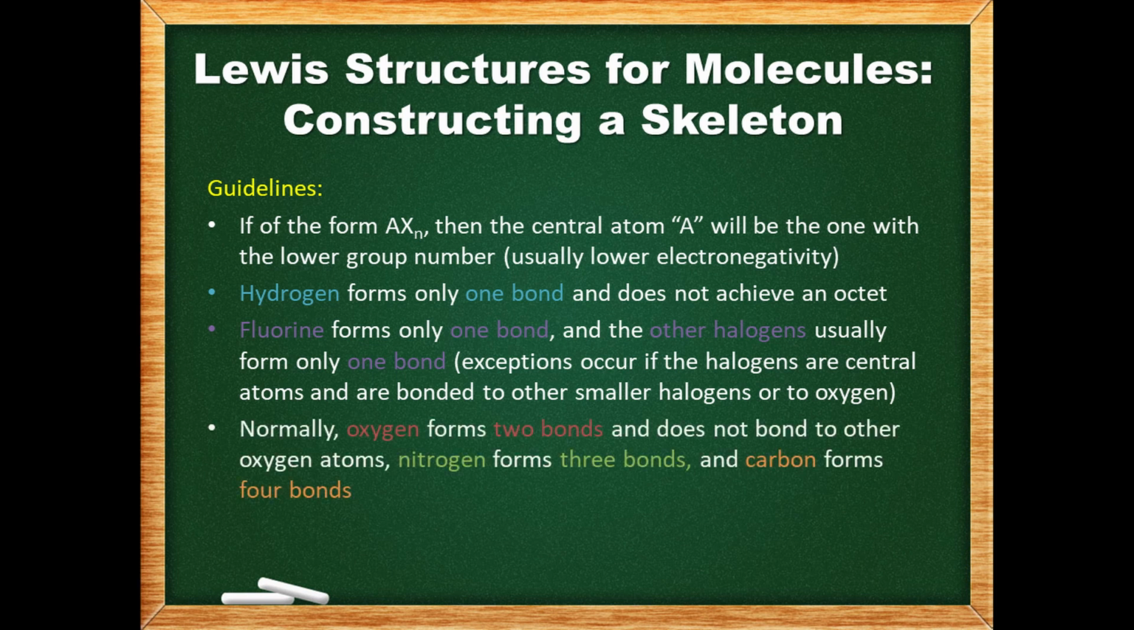Normally, oxygen forms two bonds and does not bond to other oxygen atoms, though pure diatomic oxygen and hydrogen peroxide are some exceptions to this. Nitrogen generally forms 3 bonds and carbon forms 4 bonds. Finally, when drawing skeletons, avoid creating rings or cyclic structures.